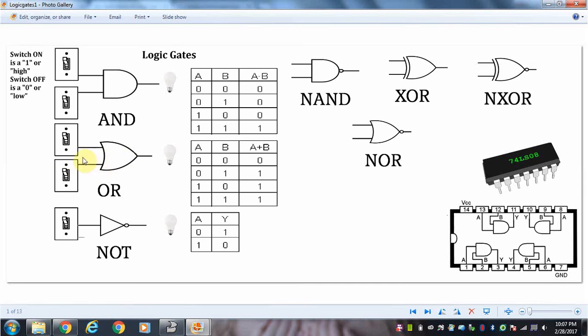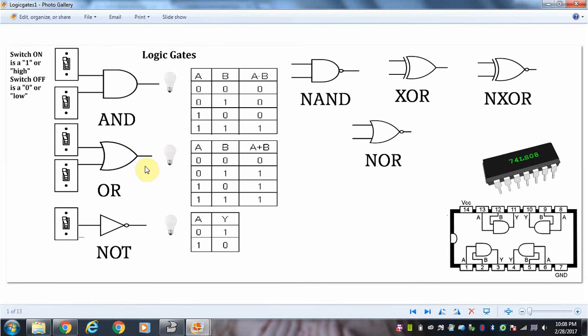So this is an OR gate. Let's take a look at that one. We have two inputs here, and these inputs are switches, and the switch can either be on or off. When we talk about logic, when the switch is on, we say that it is a 1, or we can say it's a high. If it's off, we can say that it is a 0, or it's a low input.